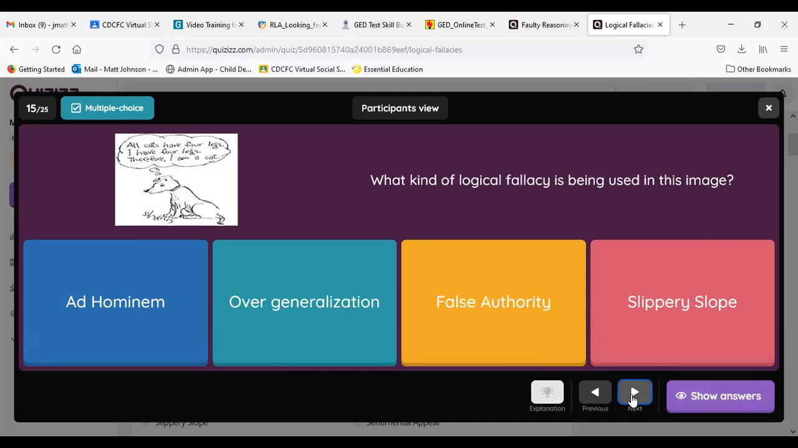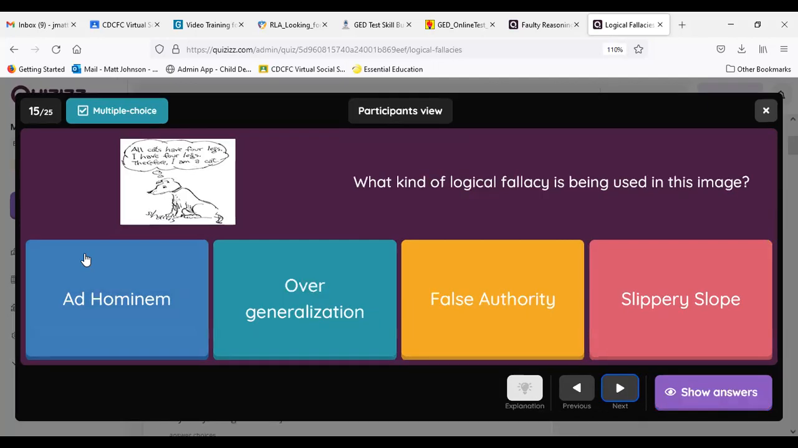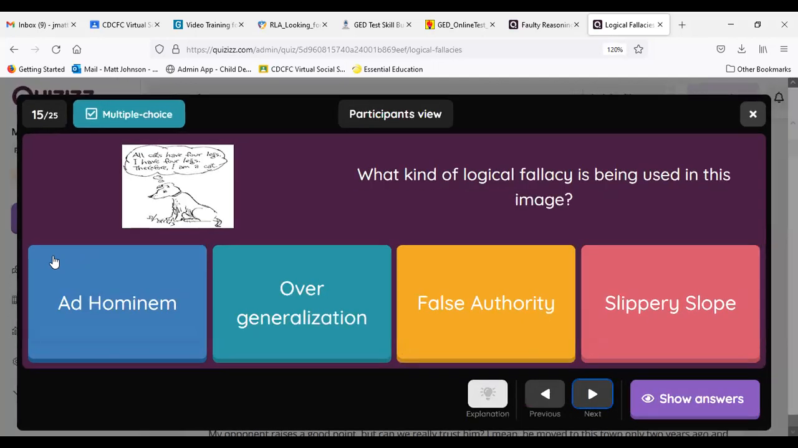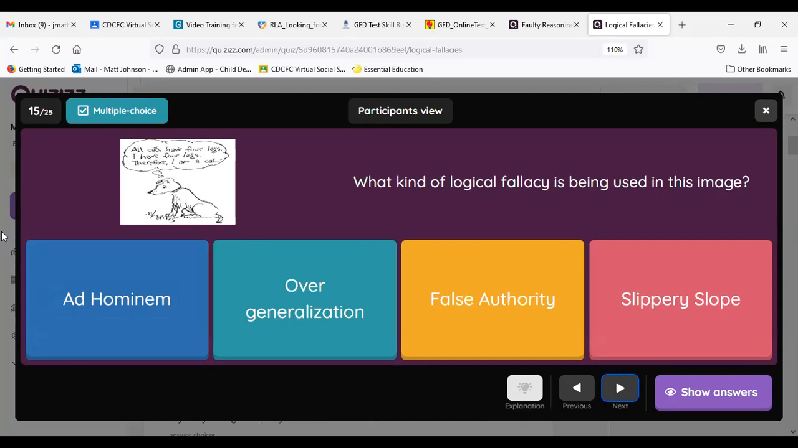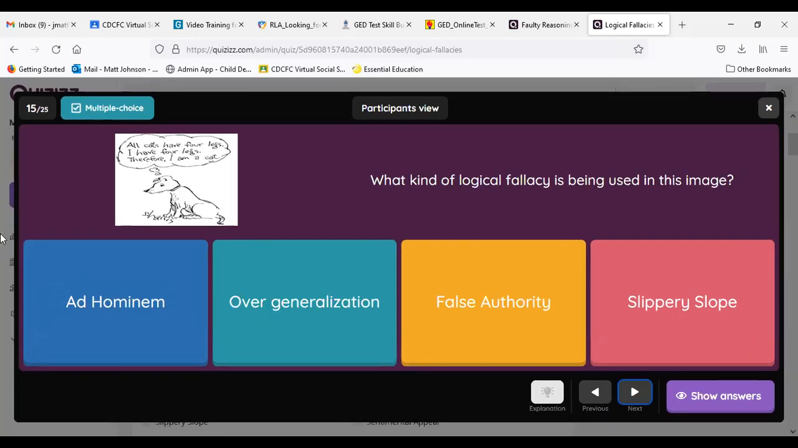And Christiana, give that one a try. Oh, it's a little picture. Hope you guys can see. Okay. What kind of logic is being used in this image? All cats have 4 legs. I have 4 legs. Therefore, I'm a cat. This is so funny. Yeah, this is good.